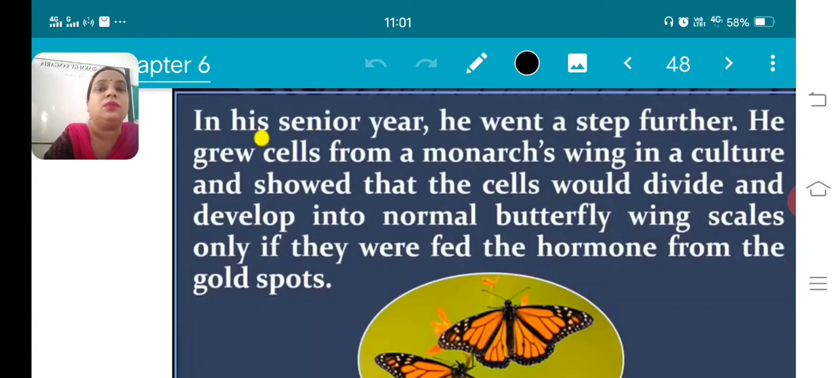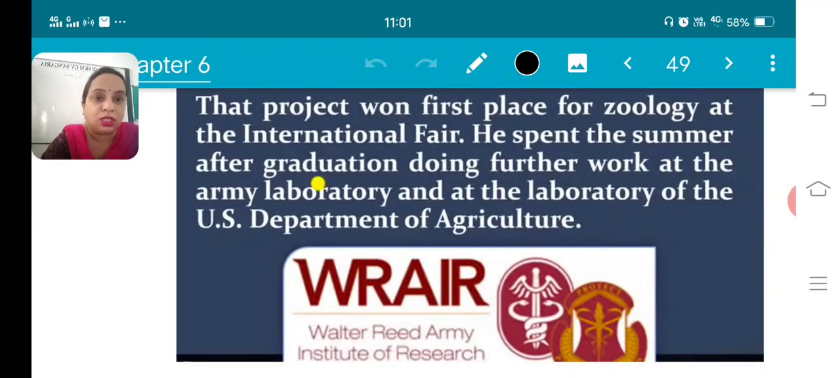They were providing the hormones, and he discovered in his next discovery that they can grow the wing scales if provided with these hormones. So this research project won first place for geology at the International Fair. He spent the summer after graduation doing further work at the Army Laboratory and the Laboratory of the US Department of Agriculture. So this research of his won once again the first prize at the International Fair.